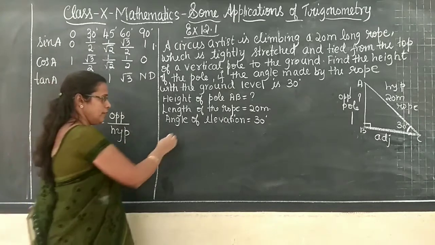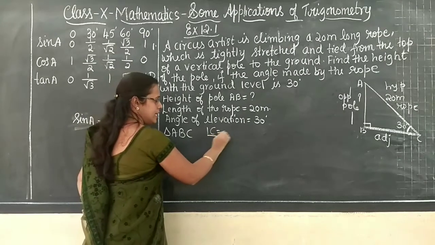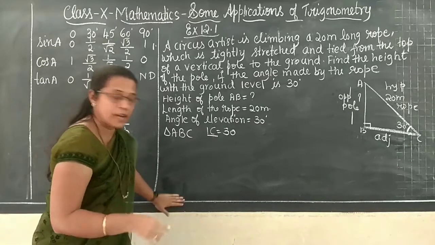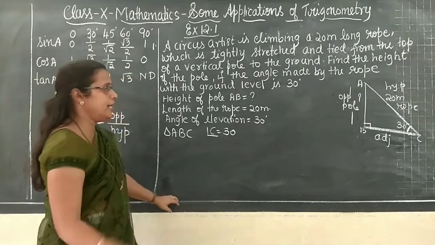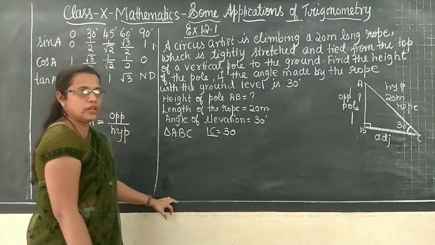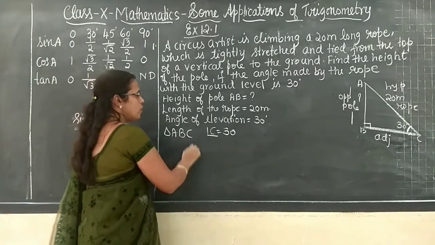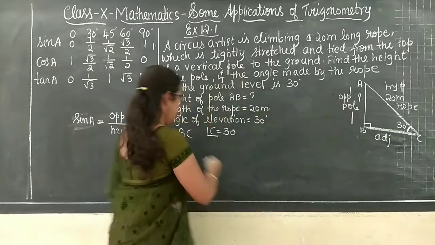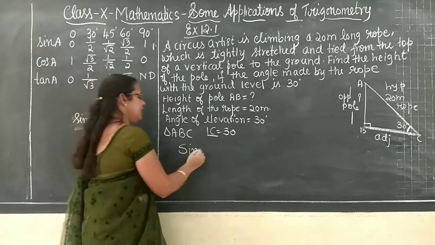Yes, now see children, we can use in triangle ABC, angle C is 30 degree. Since it is a right angle triangle, don't use Pythagoras here, children. We have to use angle of elevation to find the height of the pole. So you know hypotenuse, you don't know opposite. Then find using sine.